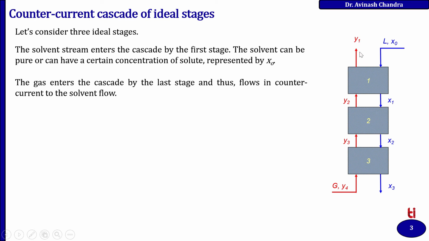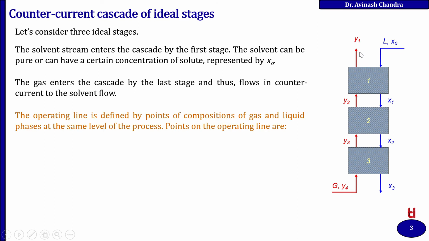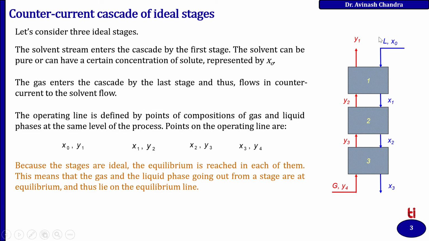The gas enters from the third stage with concentration Y4 at the entrance, and at the exit has some Y1. So the operating line is defined by points of composition of gas and liquid phases at the same level of the process. The points on the operating line are X0 Y1, X1 Y2, X2 Y3 and X3 Y4.